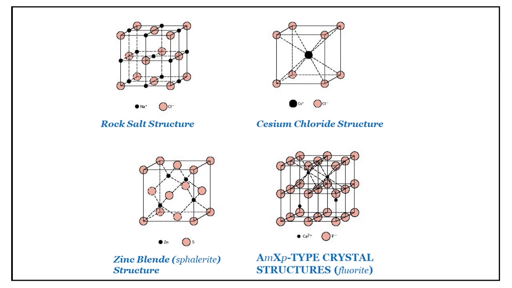You can see another example, the cesium chloride structure, where the cesium and the chlorides are arranged. The chlorides are arranged at all the corners and at the center there is one cesium atom. You can see another example, the zinc blende structure, where the zinc and the sulfide are arranged in various forms. Another AmXp type crystal structure is calcium fluoride, where calcium and fluorides are arranged in the unit cell.